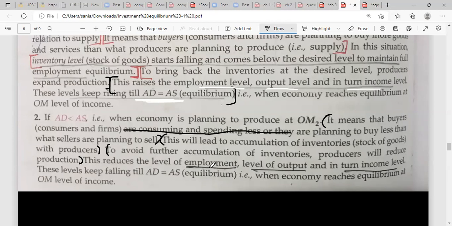This reduces the level of employment. If I have 100 people in my company, and I'm not going to produce anything, I'll just fire them or something. Plus there will be less level of output. Plus if nobody is going to purchase my product, my income will be low, right? I will reduce my production till AD becomes equal to AS. Clear?